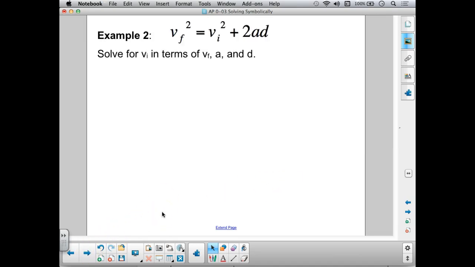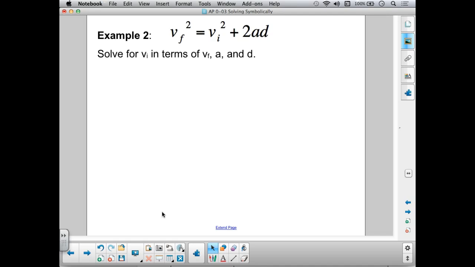So let's do some examples of just trying to find functions of one variable in terms of other variables symbolically. Here's an example. What I'd like you to do is pause the video and try and solve for VI in terms of VF, A, and D. So we're trying to find the initial velocity in terms of the final velocity, acceleration, and the distance. Ready, set, go. Did you do it? I hope so. Let's check.